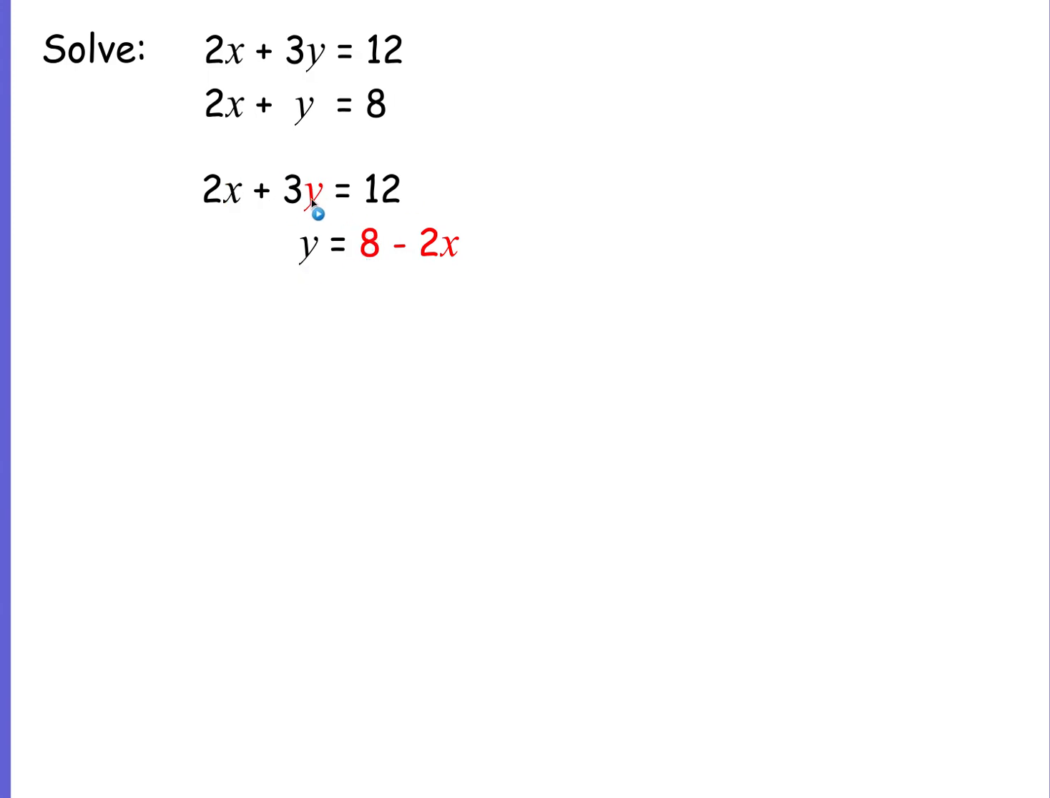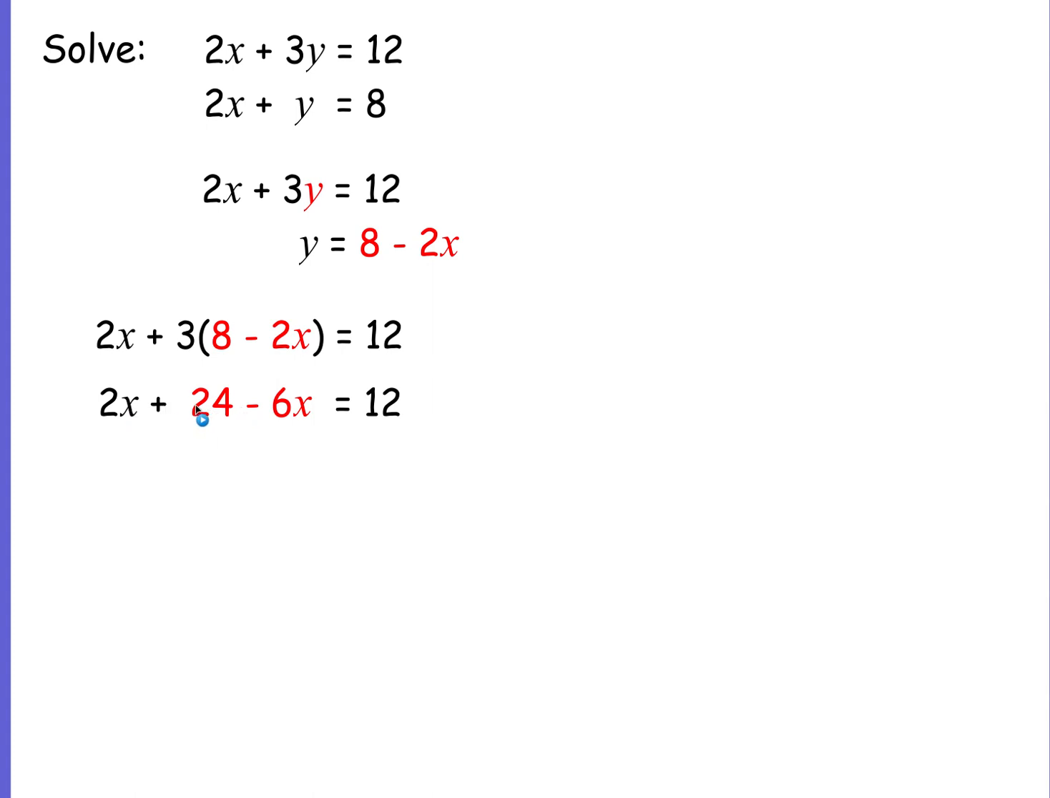Notice that red y can be replaced by 8 minus 2x because it says here y equals 8 minus 2x. So that y can become 8 minus 2x. That's the substitution. So this is 2x plus 3, and then the y is replaced here, it's in red, by 8 minus 2x. It's bracketed because 3 multiplies everything in there, all of the 8 minus 2x. So that's a substitution. Break the brackets, 3 times 8 is 24, and 3 times minus 2x. And then just solve that equation.